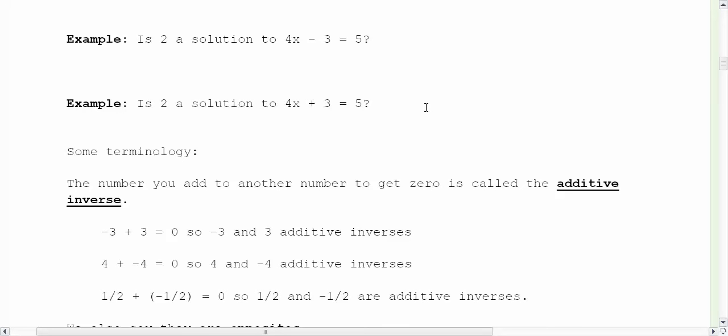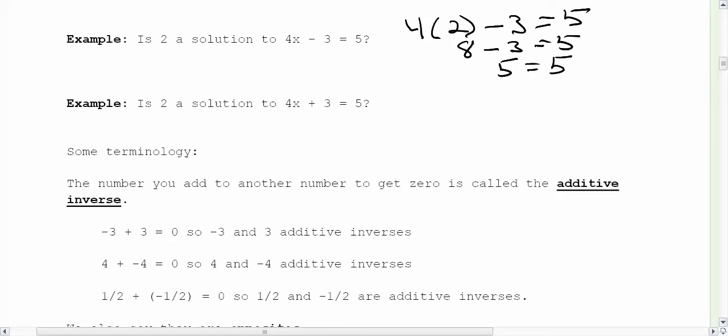Next example. Again, I encourage you to stop the video. Is 2 a solution to 4x minus 3 equal to 5? Well, the way I find out is I replace the x with a 2. I simplify it. And when I simplify it, if I get a true statement, which I did, then the answer is yes.